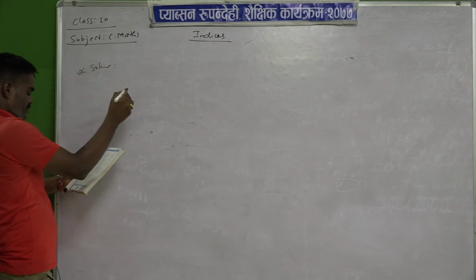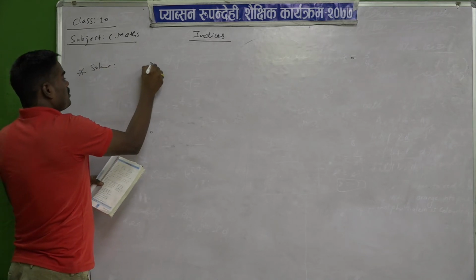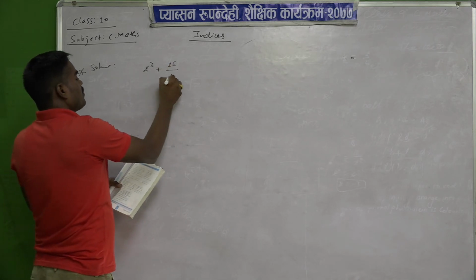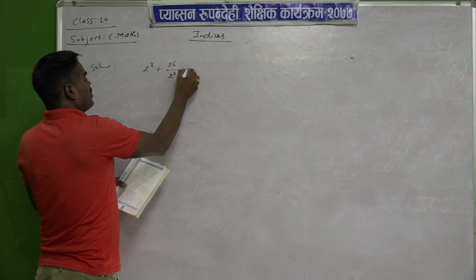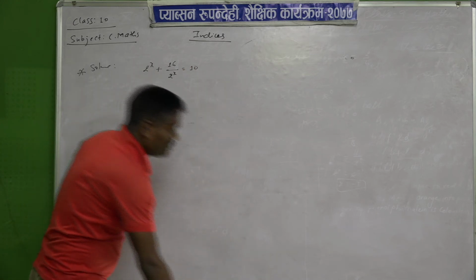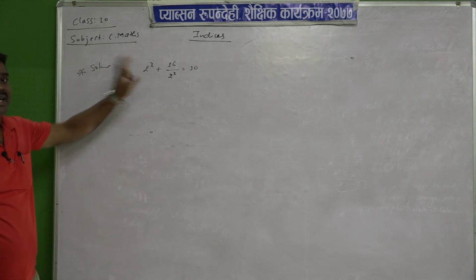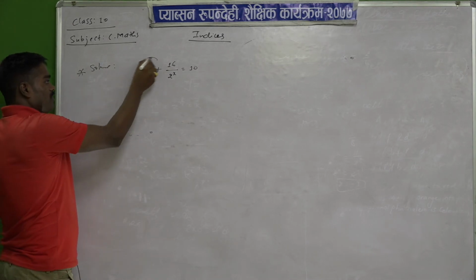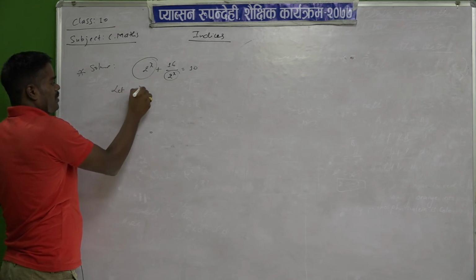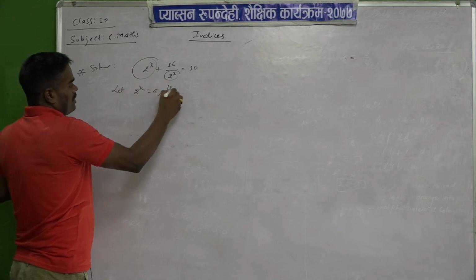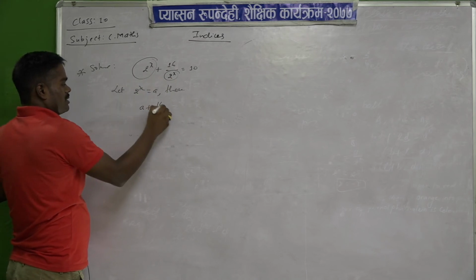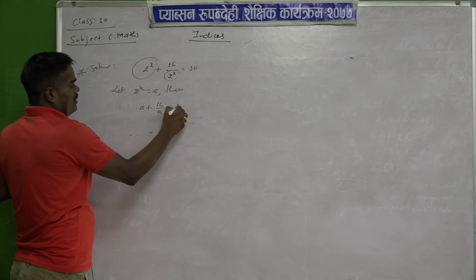Solve 2 power x plus 16 upon 2 power x equal to 10 is given. Solve means we have to find out the value of the variable. So what is the variable here? x. So for this, you are watching, both are same. So suppose let 2 power x equal to a, then the equation became a plus 16 by a equal to 10.